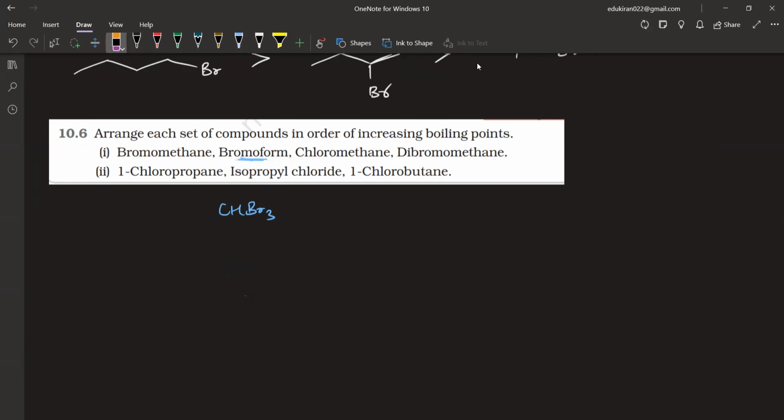Please write. Bromoform is this. I hope you can write for others. I hope all of you can write the structures. Please write the structures and then only you will be able to compare. Draw the structures.